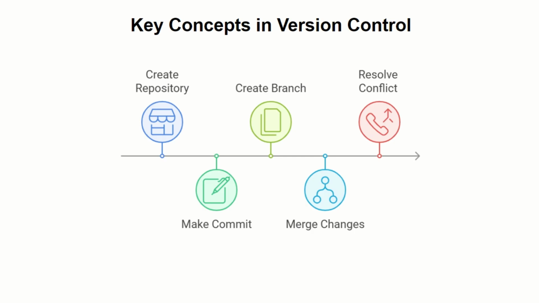Then the branch, a parallel version of the project where you can make changes independently. Then merge, the process of integrating changes from different branches into the main project. The conflict occurs when two changes cannot be automatically merged, so two people edit the same line of a file. So these are the key concepts in version control.